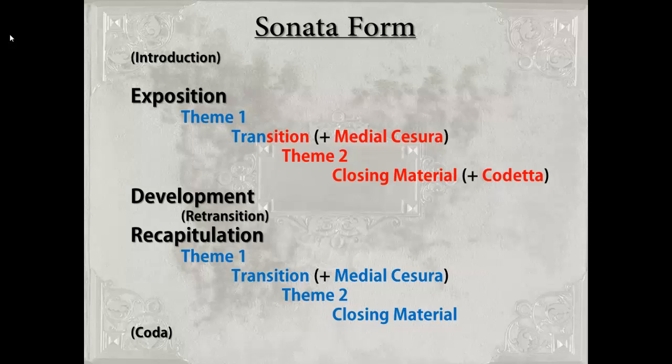Here are the basic terms you need to know to understand sonata form. The three main parts are the exposition, the development, and the recapitulation. In addition, there might be an introduction before the exposition and a little bit of coda after the recapitulation.